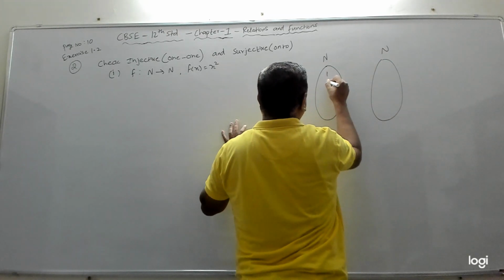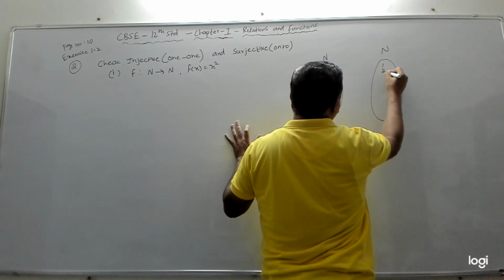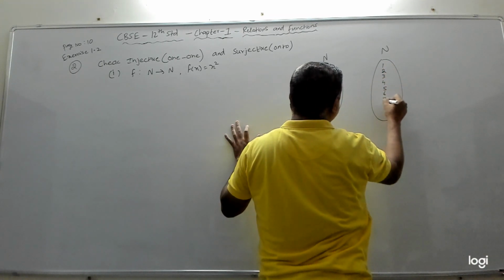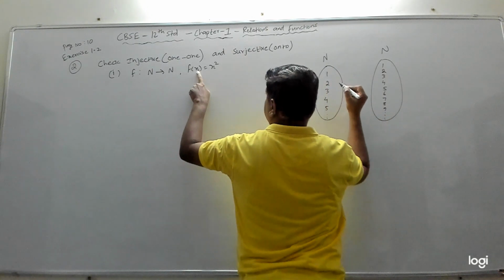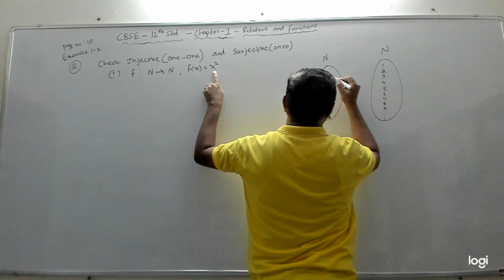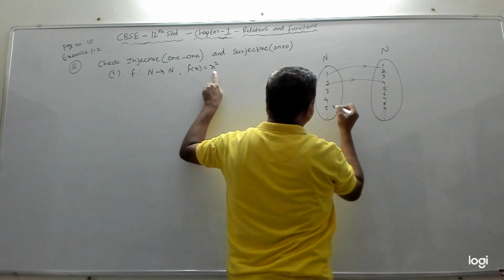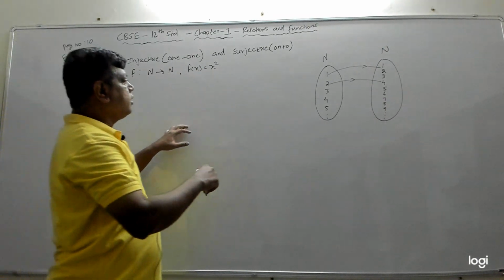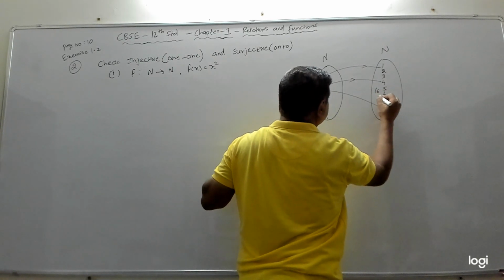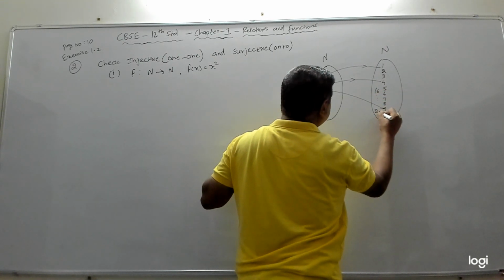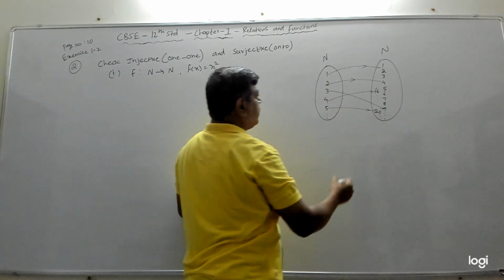So suppose I say 1, 2, 3, 4, 5, etc. Then here also 1, 2, 3, 4, 5, 6, 7, 8, etc. Right? So 1 will be mapped to what? f of x is x square. So f of 1 will be 1 square, which is 1. So 1 will go to 1. 2 will go to 4 because 2 square is 4. And 3 will go to 9. Similarly, you will have 16 and all that, 17, 18, 19, 25, 26, all the natural numbers. So 4 will go to 16, 5 will go to 25.